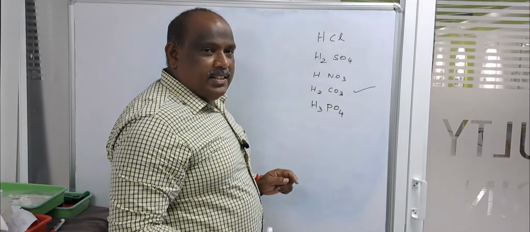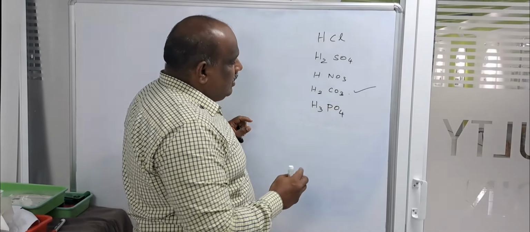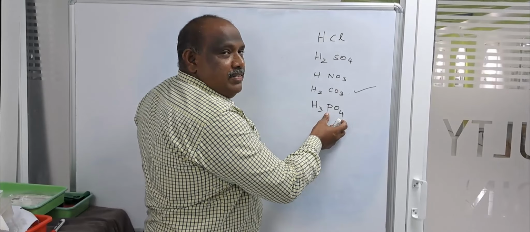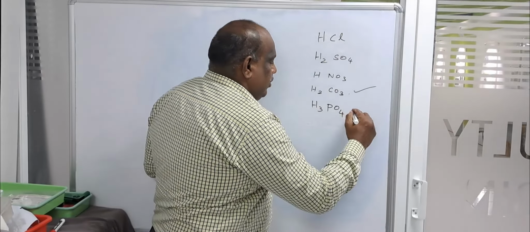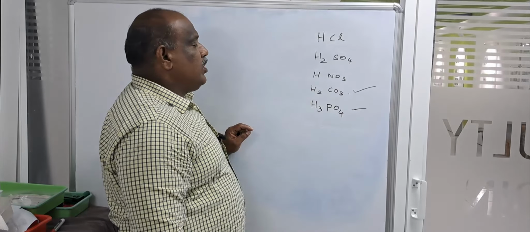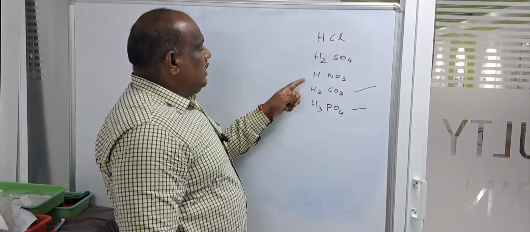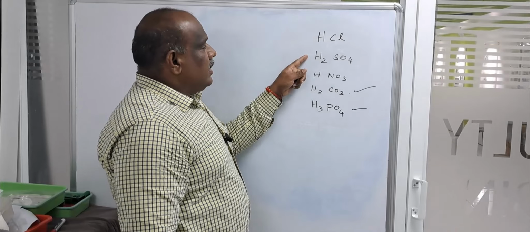Now, what is the question? What is the valence of PO4? The answer for the phosphate group is 3. What is the answer for hydrogen? 1. So I don't want to bore you. I hope you got it. Very good. This is phosphoric acid. This is carbonic acid. This is nitric acid. This is sulfuric acid.